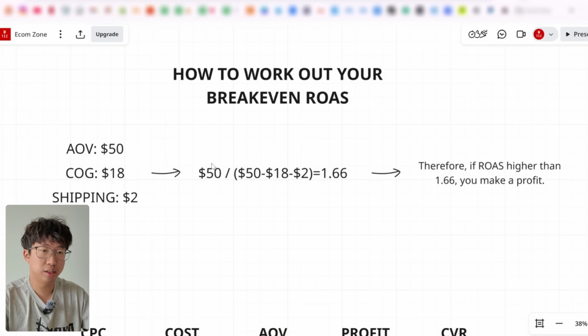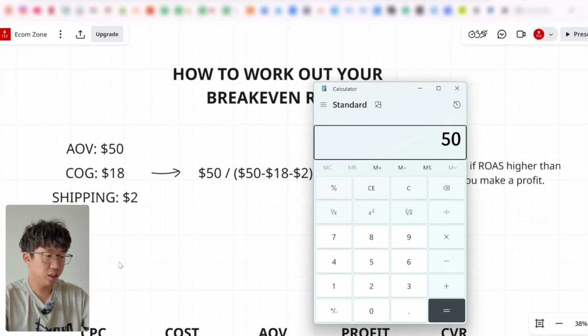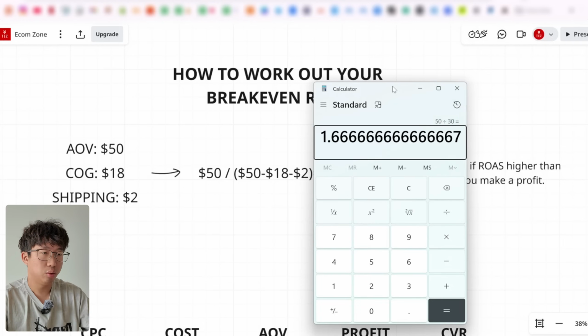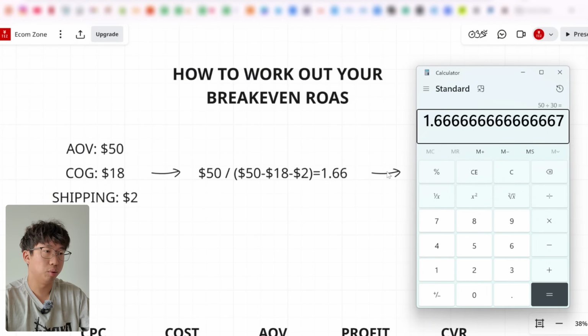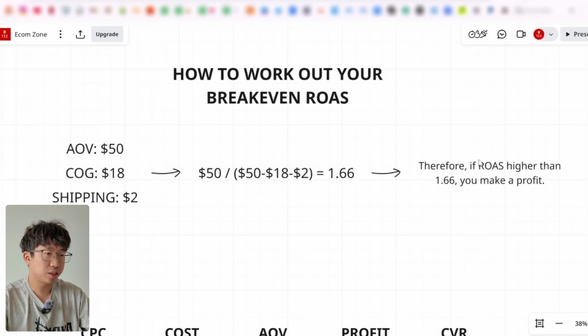So what you're doing here is your average order value divided by this group here. So it'll be $50, take away $18, take away $2, which is what, $30? So it'll be 50 divided by 30, which gives us a break-even ROAS of 1.66. So 1.66, therefore if ROAS is higher than 1.66, I'm making a profit.